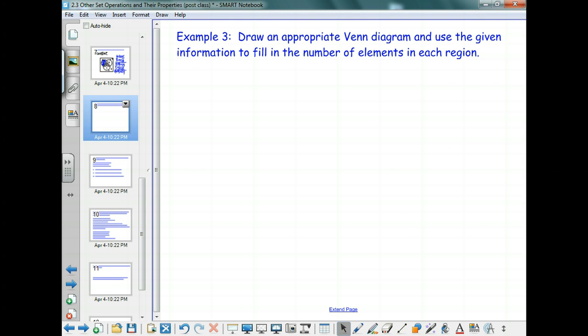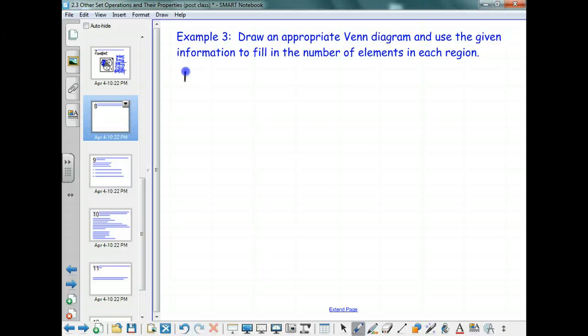All right, one other thing we're going to do is the diagrams then. If you take a look at this particular problem, we're going to draw a Venn diagram, but we're not going to be shading. The directions say draw an appropriate Venn diagram and use the information to fill in the number of elements in each region. So let me tell you what that information is.